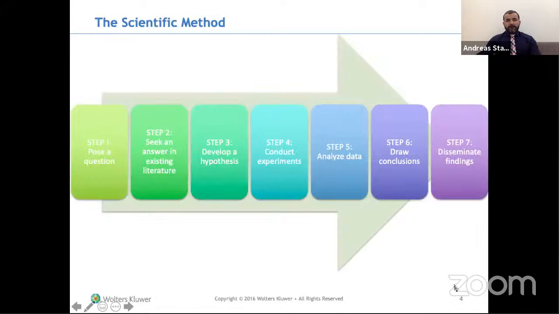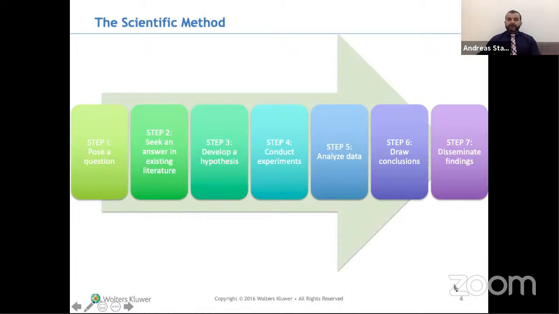Now, here we see the scientific method again. You have a question, you see if it's answered. If not, you have to develop a hypothesis. Then you have to test your hypothesis by conducting experiments. And here I want to say that if a hypothesis has been tested and proved right in a lot of different experiments and settings, then we create a theory, right? Which is pretty amazing. So then, as I said, you conduct those experiments, you analyze the data, you have some conclusions, and then you disseminate the findings.